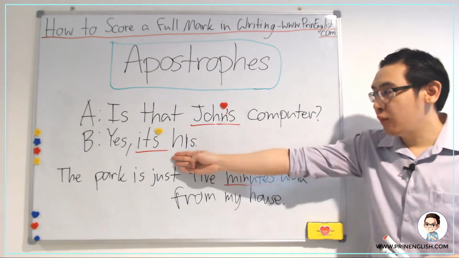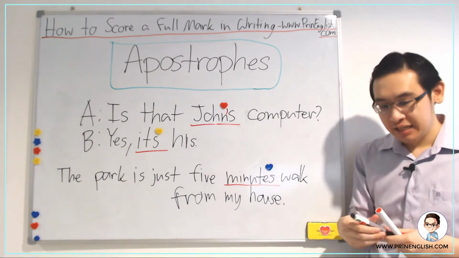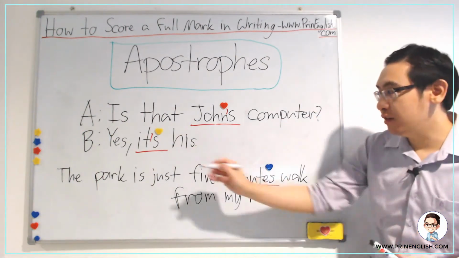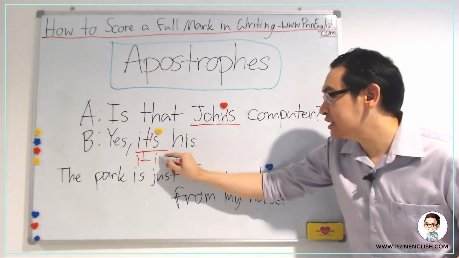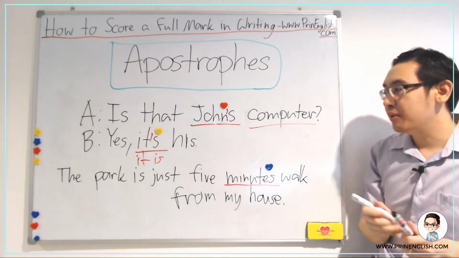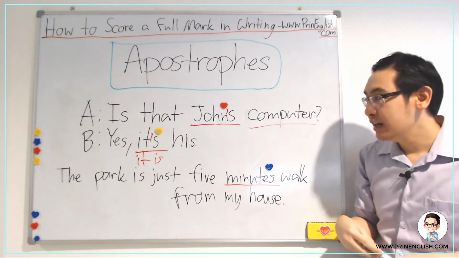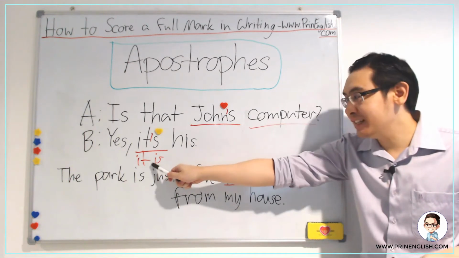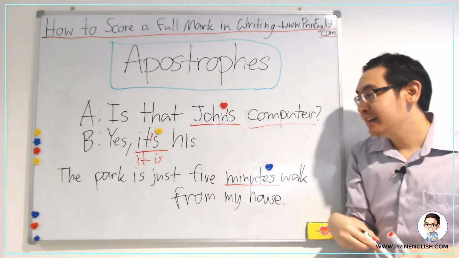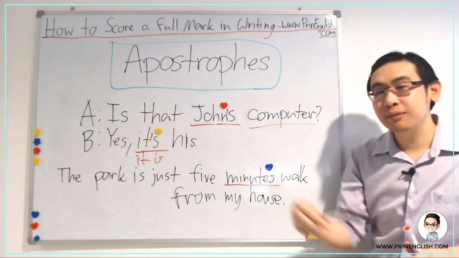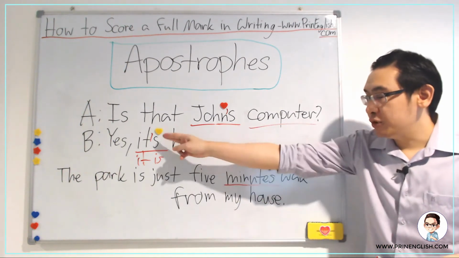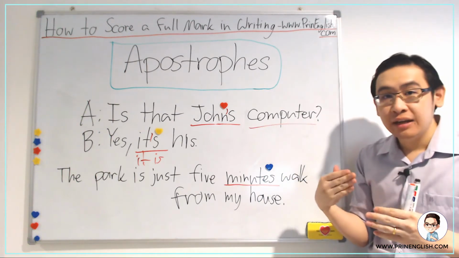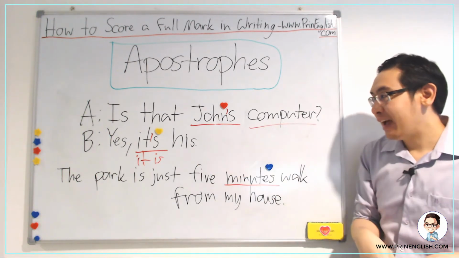What about this one, the one in the yellow heart? Yes, it's his. It should be like this, right? This is a contraction of the words it is. So it in this case is the computer. The computer is his. This is also showing possession, but basically it's a contraction because the full one is it is. We contracted it to it's. Yes, it's his. If we didn't put the apostrophe here, it wouldn't make sense because that would be like a possessive, which needs a noun to follow, but this is not a noun.